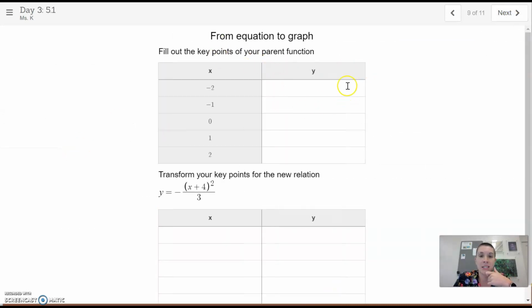Next, let us see how this changes our graph. The first thing we're going to do is fill out some points for our parent function. So -2, -1, 0, 1, 2 are good x values to start with because they're easy to work with. -2 squared is 4, -1 squared is 1, 0 squared is 0, 1 squared is 1, 2 squared is 4.